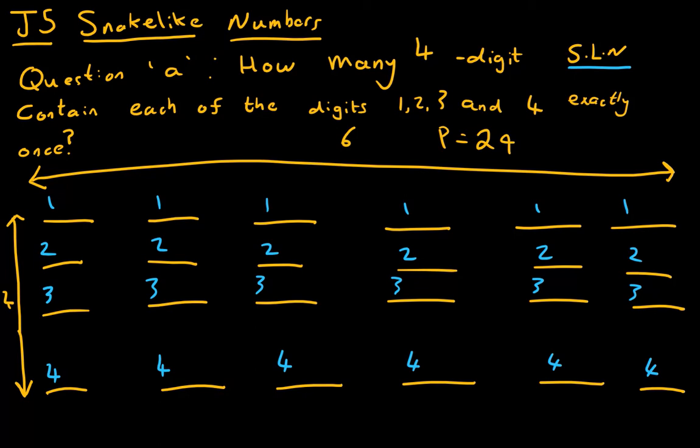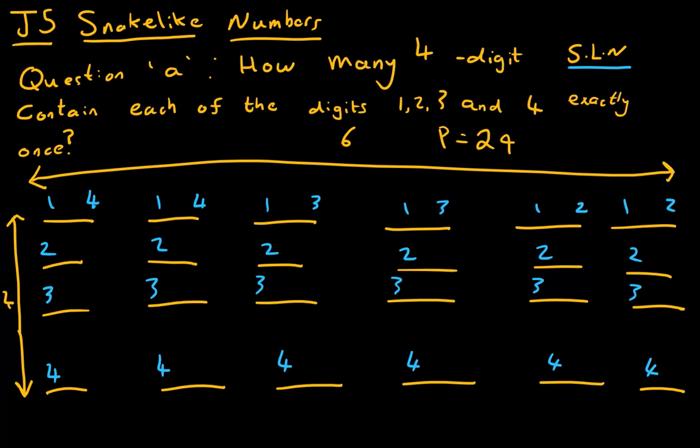Now, I hope you can recognize then that we're going to have 2 ending with 4, 2 ending with 3, and 2 ending with 2. We're not going to have 2 ending with 1 because we're not allowed repetition, and we've already used 1 at the beginning.